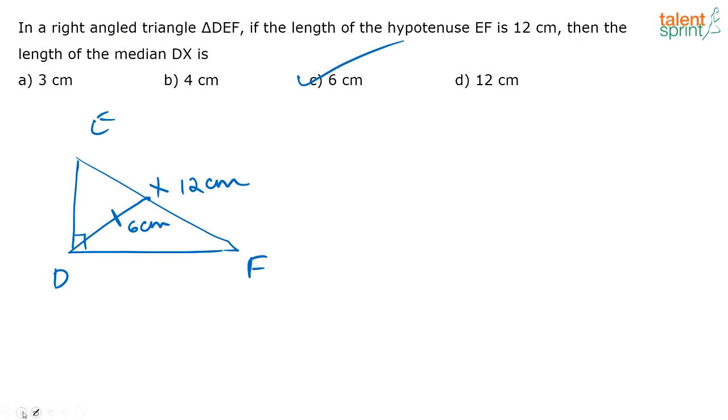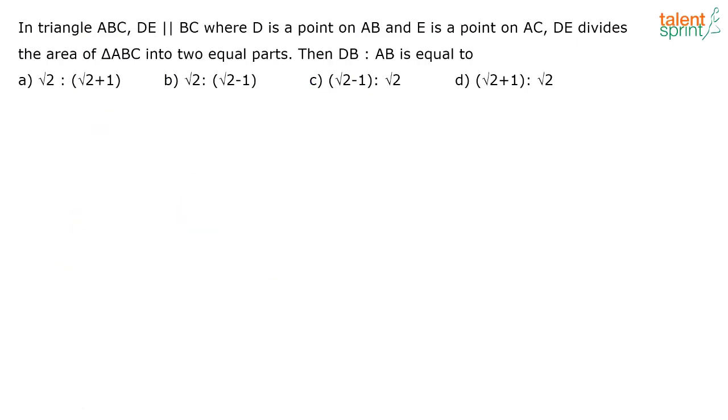So let's move on to the next question. The next question is there on your screen. In triangle ABC, DE is parallel to BC, where D is a midpoint on AB and E is a point on AC, and DE divides the area of triangle ABC into two equal parts. Then DB is to AB is equal to dash. So try this question and give me the answer.